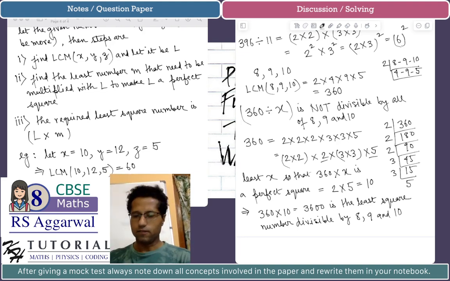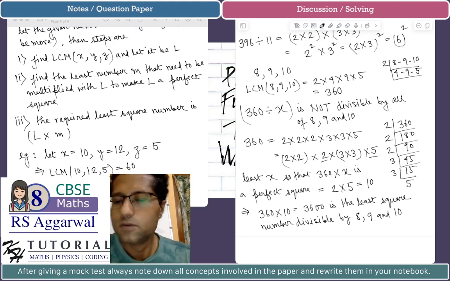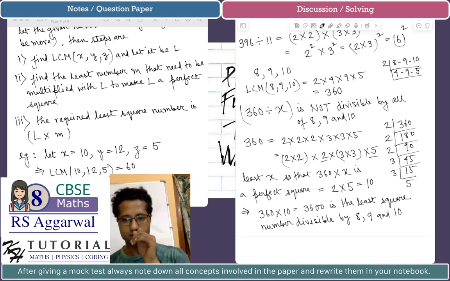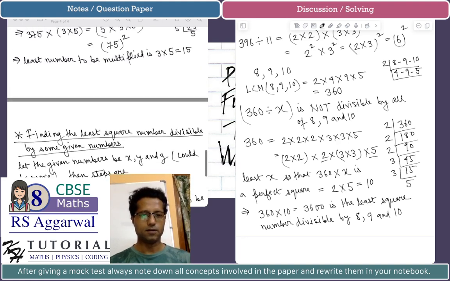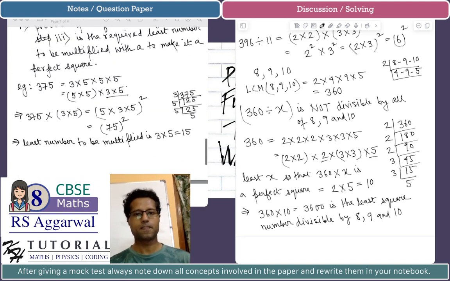Let me quickly check if I did it correctly or not, because I am prone to make mistakes. Okay, it is fine. So 3600 will be the least square number divisible by 8, 9 and 10. I hope you got the idea. So this is all about the concepts of the square roots and finding the square root of a given perfect square using the prime factorization method, and two typical problems.